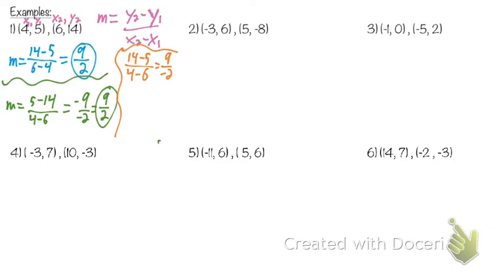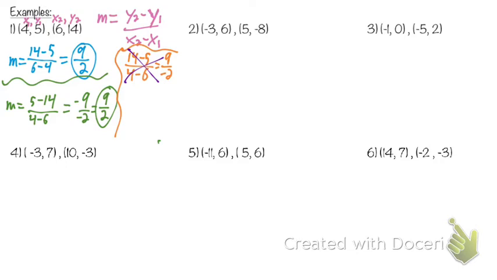So that's the important thing with slope, okay? You can't mix up the x's and y's. So whichever one you put first, you have to put the matching x or y first. So if I put 14 first, I have to put 5 first because they're both the second ones. If I put 14 first, I have to put 6 first because they're both the second ones. And if I put 5 first, I have to put 4 first because they're both the first ones. It doesn't matter which one you do, though.